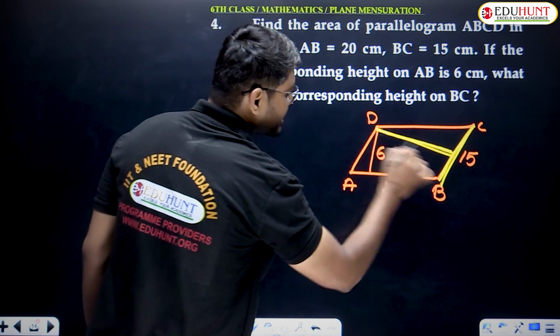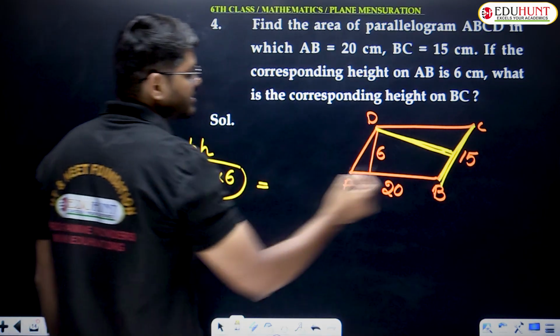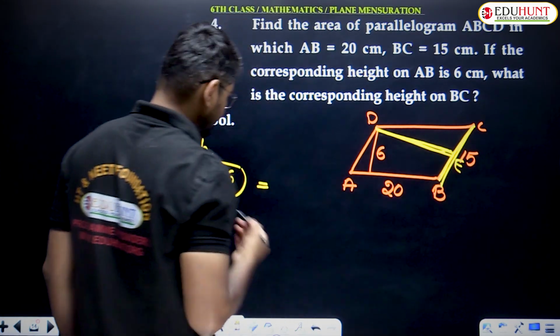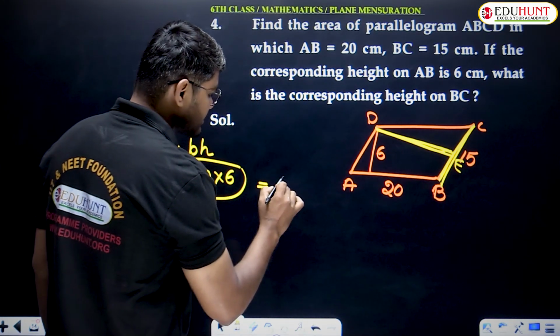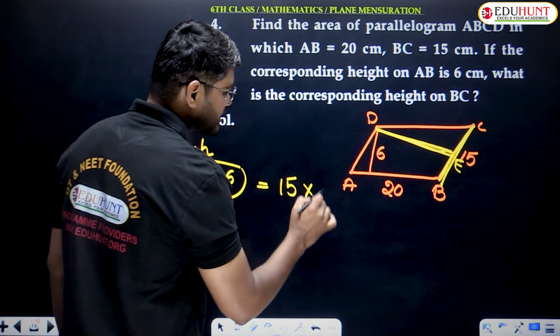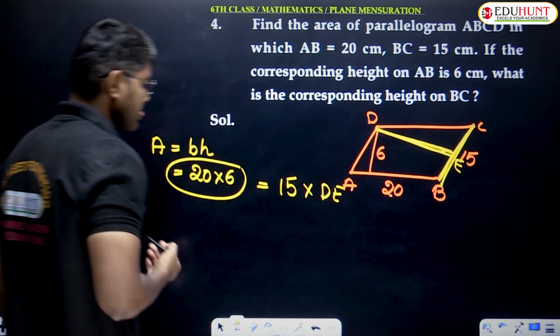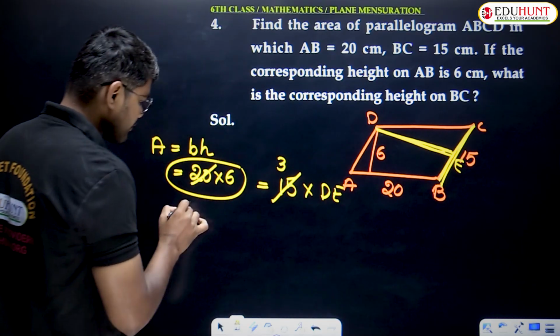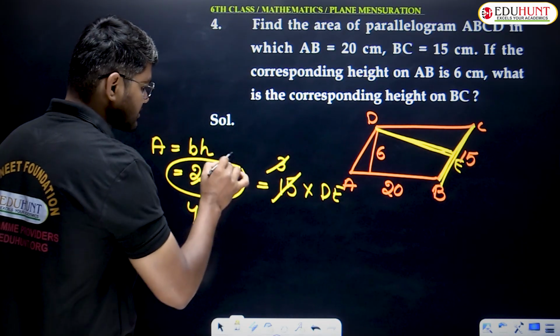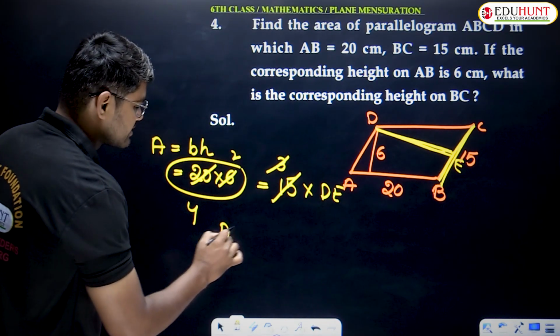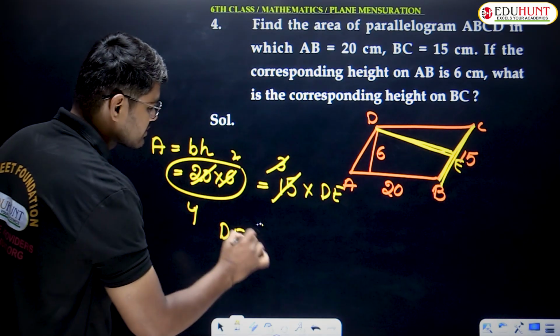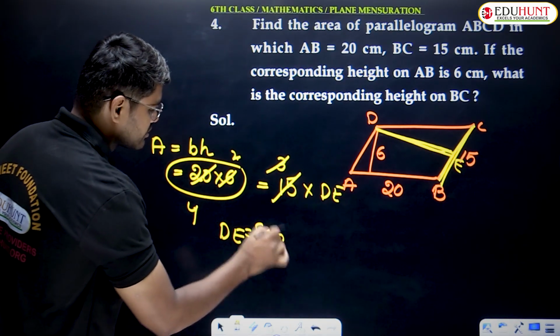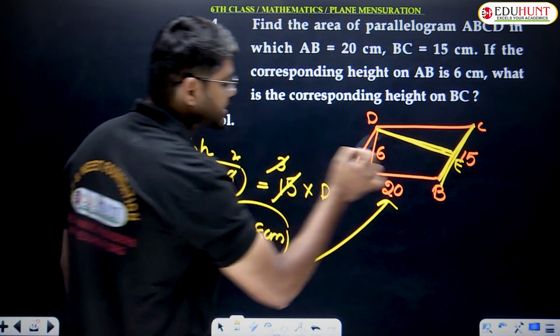Base is 15 and corresponding height is DE. So base is 15 into DE. Five threes, five fours, three ones, three twos. So the DE is equal to two fours, 8 centimeter. So that corresponding height itself is 8 centimeter.